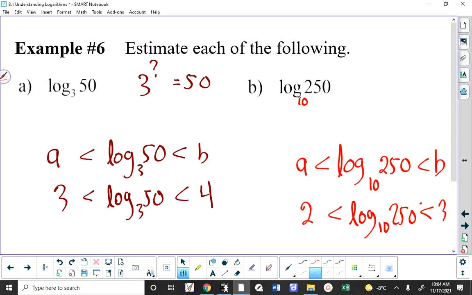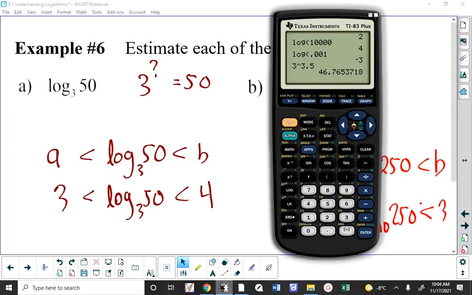This we could, of course, calculate, because we do have a log base 10 key. We don't have a log base 3 key, so we can't calculate what A is equal to. But I can calculate what log of 250 is. It's 2.4, approximately. Any questions with that?